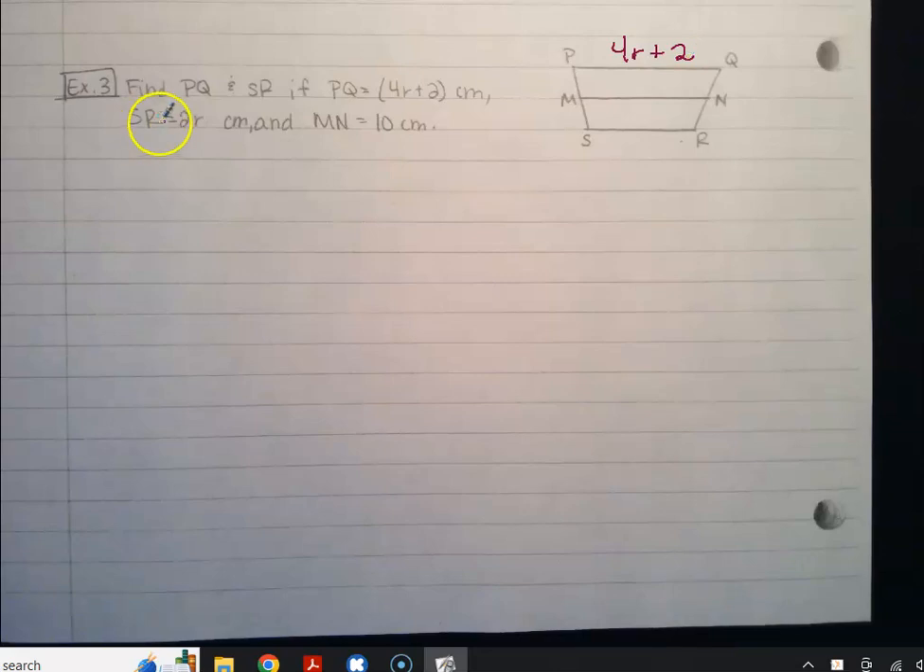Okay, so let's look. Let me just label it. So we got 2r here, and MN is 10 centimeters. So what would we do? Because what is MN? Give me a name. Define MN for me. Median. I will take median, or I'll take mid-segment, not midpoint. Okay? 4r plus 2 does not equal 2r, because those aren't equal. Right, what do we know about the mid-segment? It equals 4r plus 2 plus 2r divided by 2.